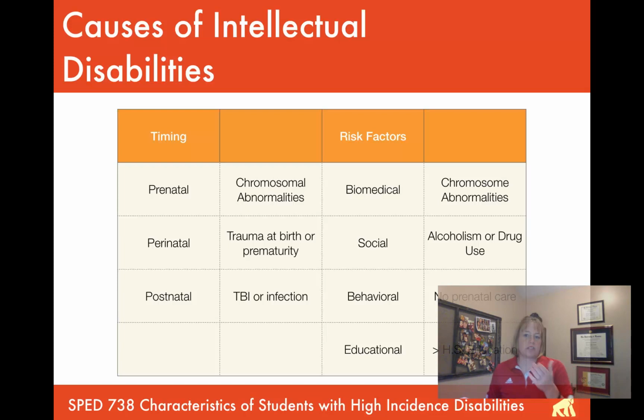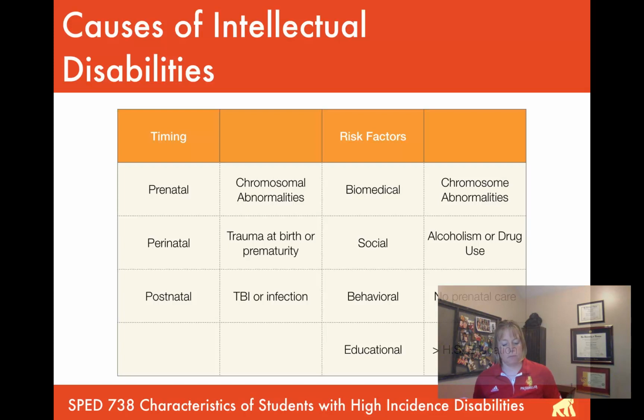When we look at risk factors, of course, we've talked about chromosome abnormalities, and those can all be tested for before birth so that we know if an infant with, for example, Down syndrome, that infant has that in utero, and parents and medical staff can be prepared to deal with any kind of issues that come up during birth.